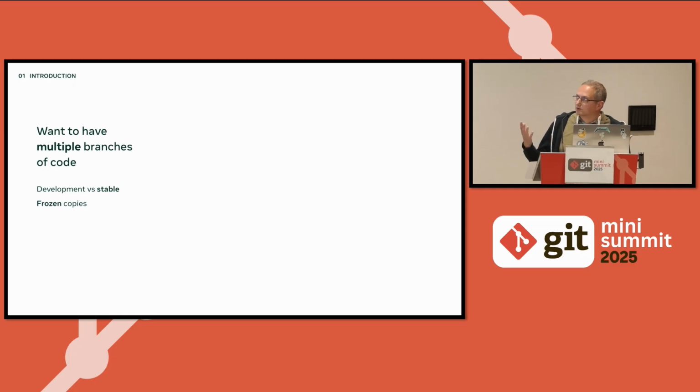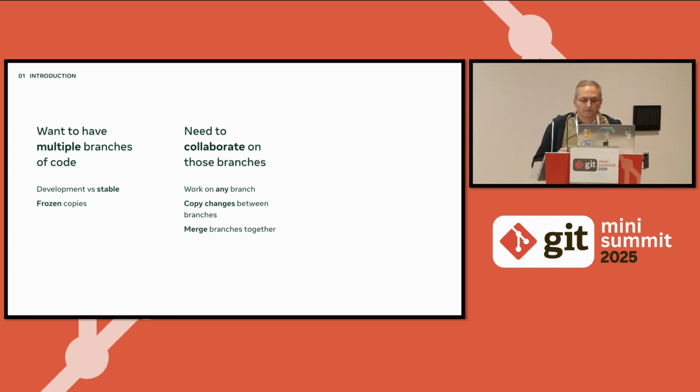The goal is that you want to have multiple branches of code. Maybe development versus stable, or you want to freeze a copy. You want people to be able to collaborate on all those different branches, so you want to be able to work on any branch. You want to be able to cherry pick changes and merge branches together. That's the set of features you would have if you were using a smaller repo, and you would use the branch operations that a tool like Git or Sapling provides.